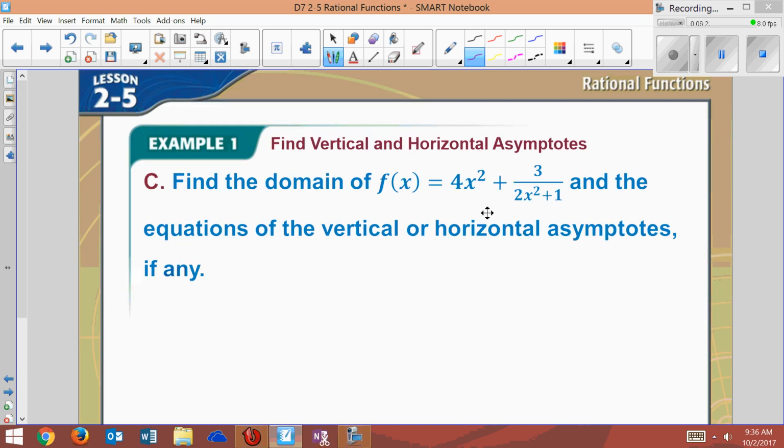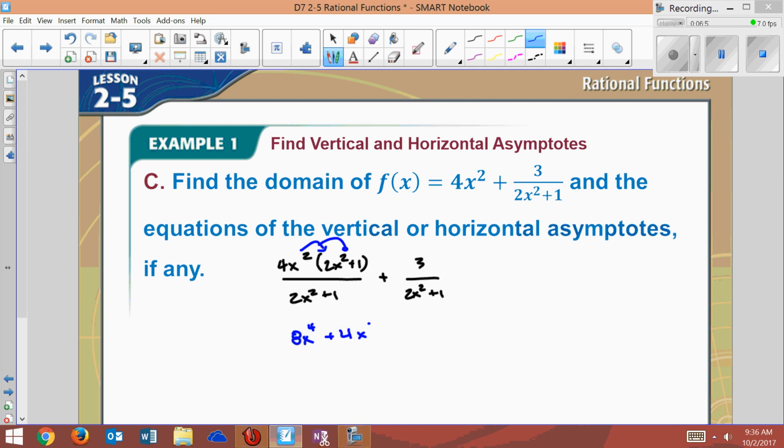Now, this one is a little bit trickier because they don't have it as one fraction. They have it broken up. So here's what we're going to do. We're going to add this by getting a common denominator. So I'm going to have to put this over 2x squared plus 1, which means the top, you're going to have to multiply by 2x squared plus 1. And then we can add these together. Up here, that would equal 8x to the 4th. I distribute that through, plus 4x squared, and then I will have this plus 3 over here. All that will be over 2x squared plus 1.